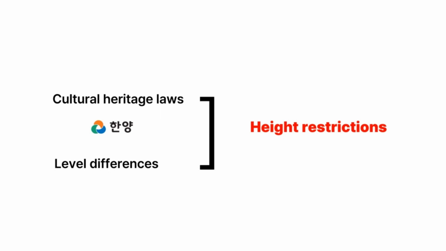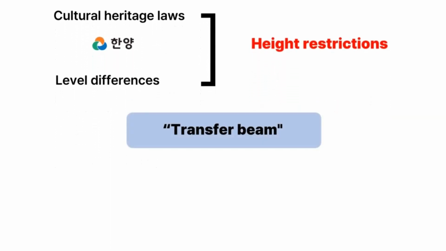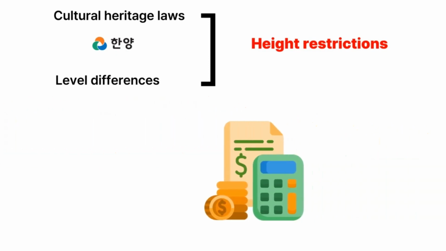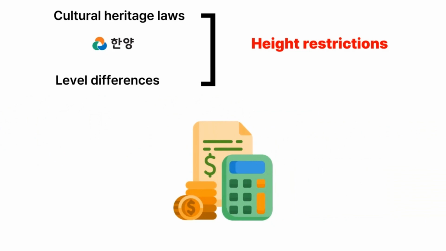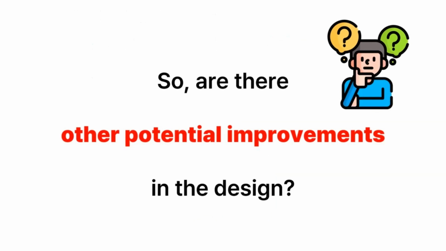We have a question regarding the Hanyang Sujain River Pine apartments, which are subject to height restrictions due to cultural heritage laws and the terrain level differences. The use of thick transfer beams in the design does not allow the utilization of the corresponding height for residential purposes. This, in turn, affects the profitability during the sale of units and is considered inefficient. So, are there other potential improvements in the design? Based on this consideration, we have researched improvement plans.